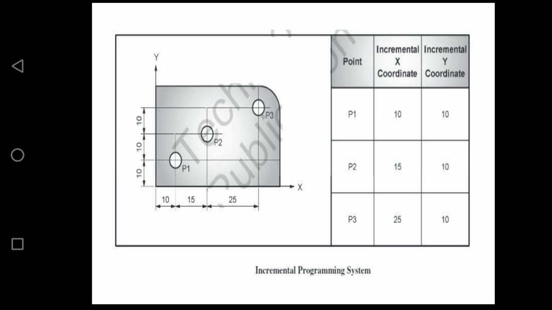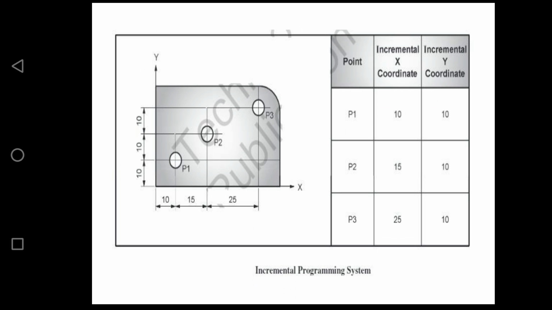Here also we have P1, P2 and P3. On the right side you can see P1 is 10 mm and 10 mm away from the origin in X and Y, but it is an incremental programming system. For P2 we need to take the distance it is away from the last preceding point. The last preceding point is P1, so that is 15 mm and 10 mm away from the last preceding point in X and Y direction. And P3 is 25 mm and 10 mm away from the last preceding point P2 in X and Y direction respectively.